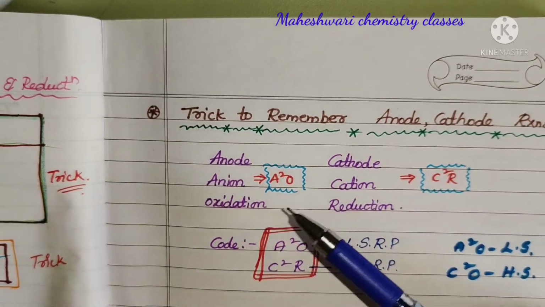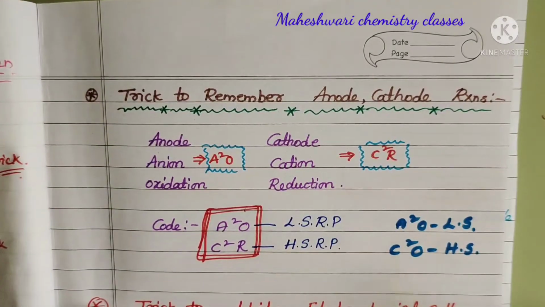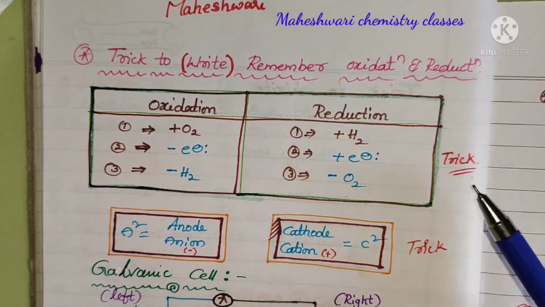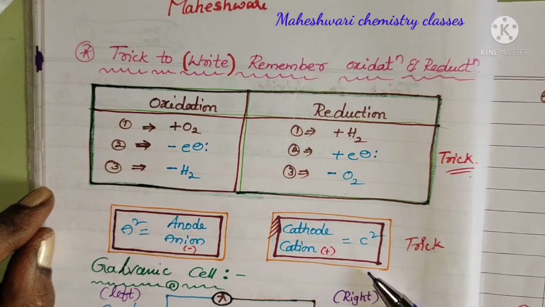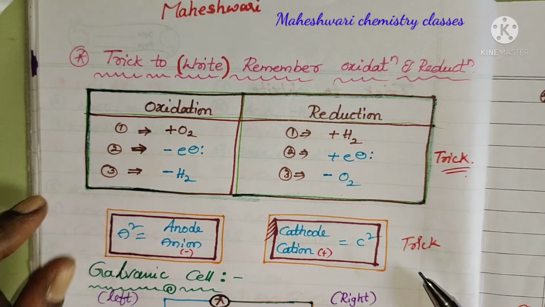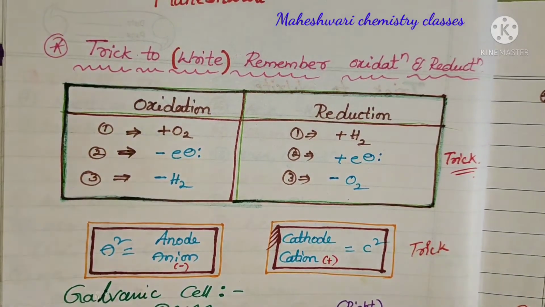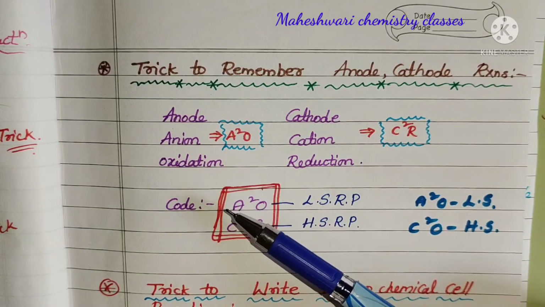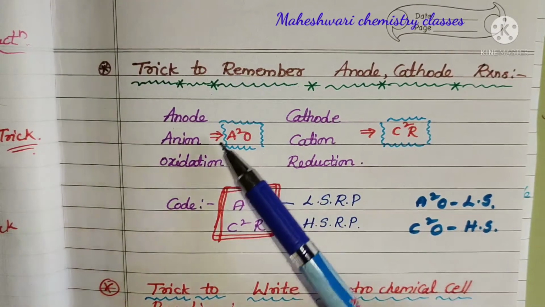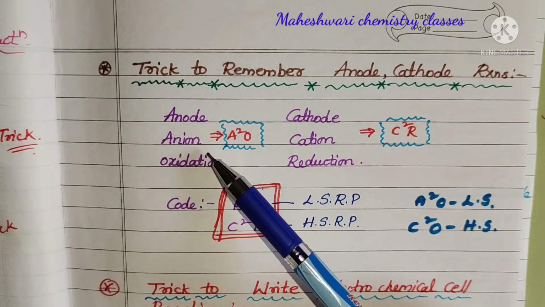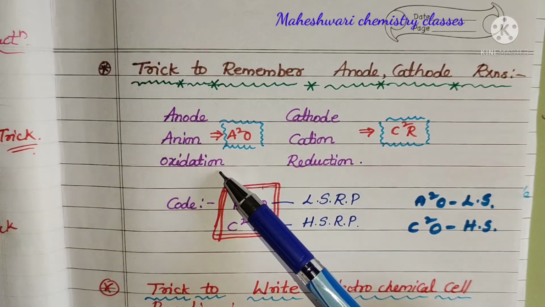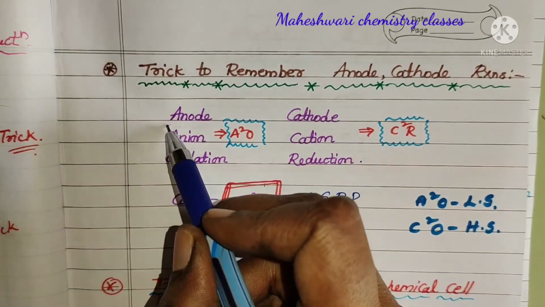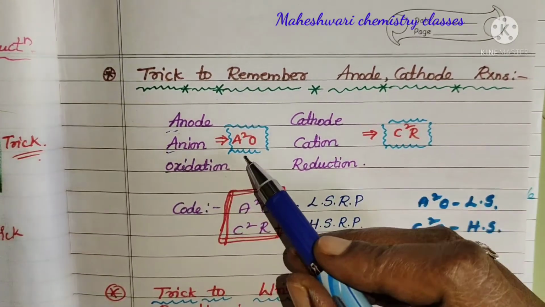Once again I am repeating the last topic. This is the oxidation reduction trick box, and A square C square is one of the trick boxes. Already I explained it in the previous video. Now see this: anode, anion, oxidation, it is another trick word. At the anode, anions are present and an oxidation reaction occurs. Due to that reason, these three starting letters are AAO, so A square O.